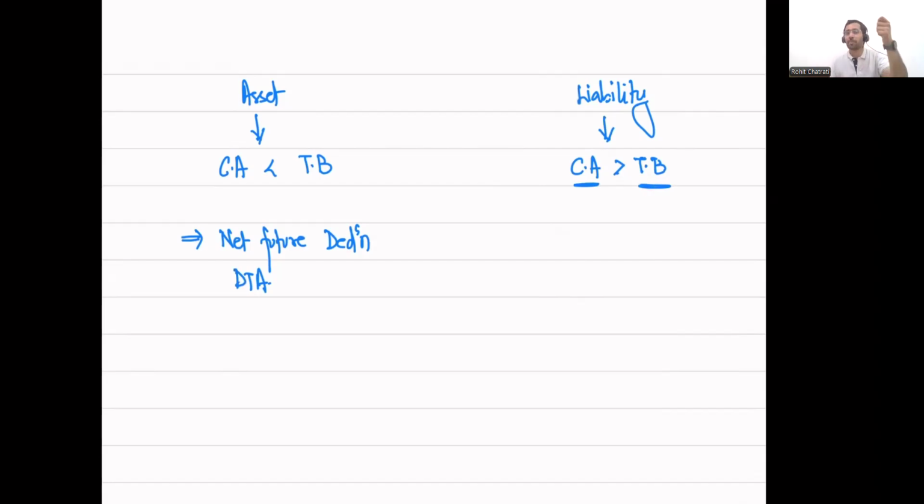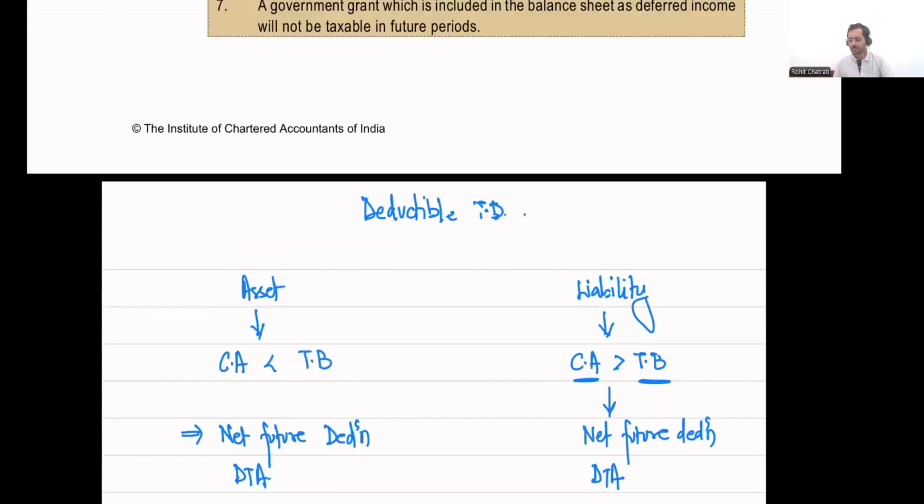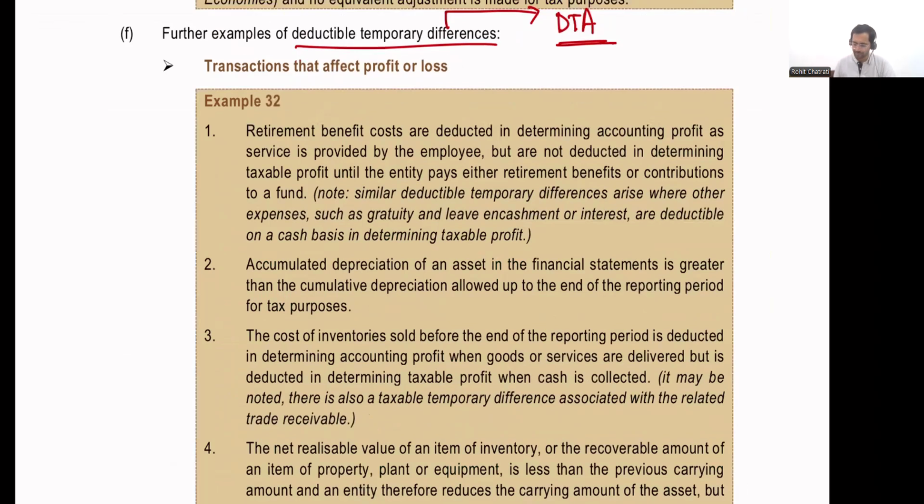All right, whenever I pay 100, I will actually receive a deduction of 100 in future, and therefore in such a case I will have a net future deduction on which I'm going to recognize a deferred tax asset. I will be recognizing a deferred tax asset on the future deduction that I'm actually going to receive. All right, this is with regards to deductible temporary differences. Now let's look at example 32, point number 1.